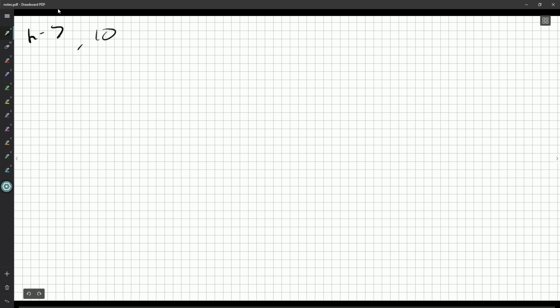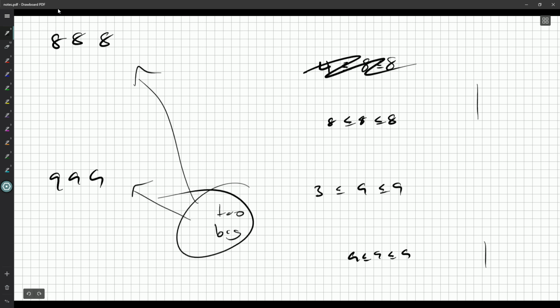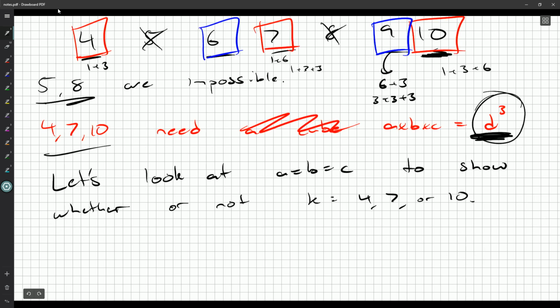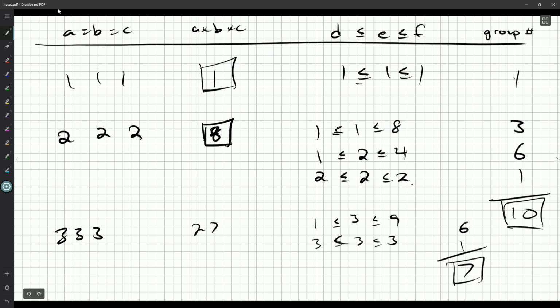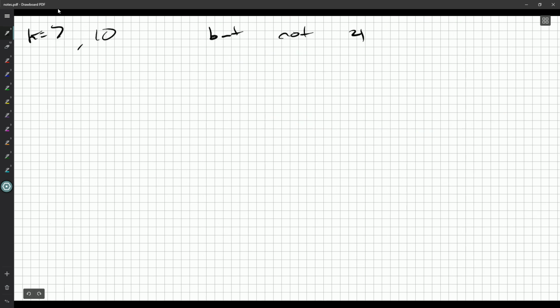So k could be 7 and 10, but not 4. And we also already know not 5 or 8. But now we've got a different thing to look at. Can I do 6? Can I do 9? That's our new task. And I think we can do 6. We could probably just reason it out, but I think if you did something like 1, 5, 7, you'll definitely get 6 there.